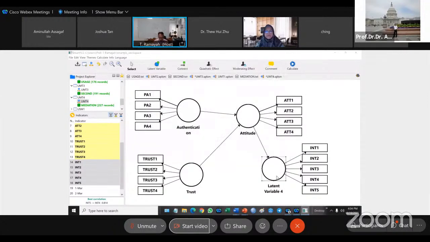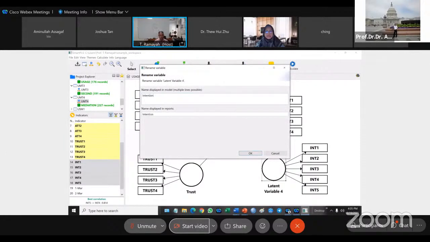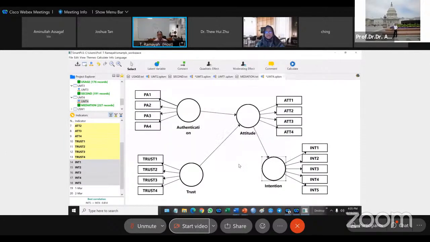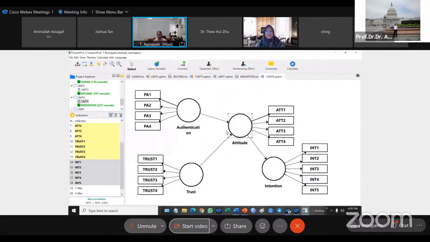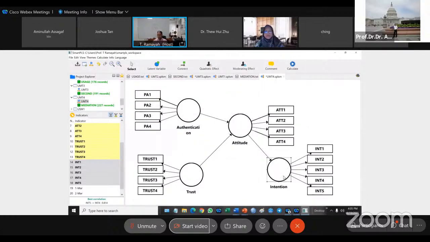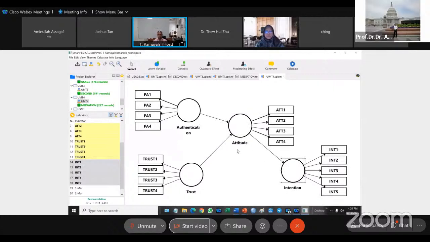Okay, so we are labeling the variables. Once you're ready, please let me know so that we can run the analysis.